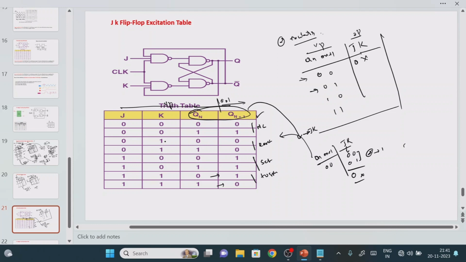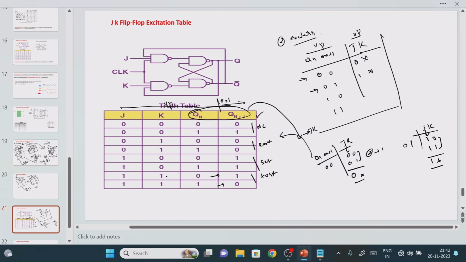Now we consider the condition 0 1 and find out the JK value. Here we have 0 1. What is the JK value? 1 0. Next, is there any 0 1 again? Yes, here we have the 0 1. What is that value? 1 1. So what is the answer for J? Same value means 1, different value means cross, don't care. What is the answer? 1, cross.